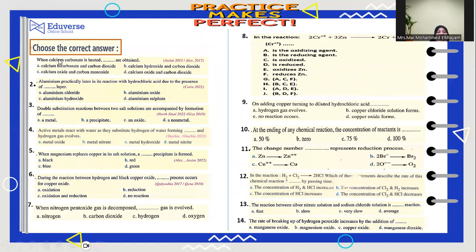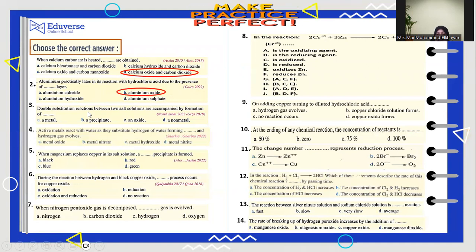Let's go. When calcium carbonate is heated, what is obtained? Choose the correct answer. So calcium carbonate, like copper carbonate, all of them have carbon dioxide. But it will give calcium oxide and carbon dioxide. Aluminum practically stops in the reaction with hydrochloric acid due to the presence of what layer? This is one of the important questions. Due to the presence of aluminum oxide, Al2O3.